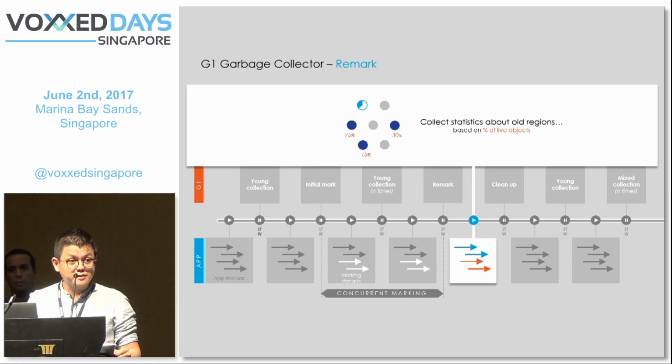And then there is the statistics collection phase. Again, this is run concurrently with the application. Here, what G1GC does is that it collects statistics about how full each of the old regions are.